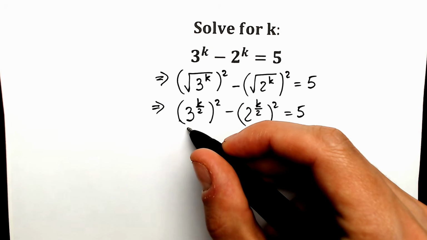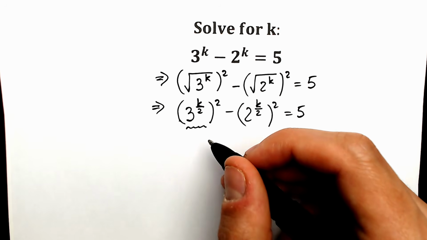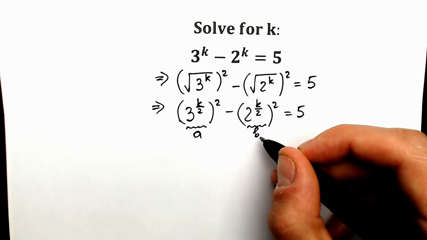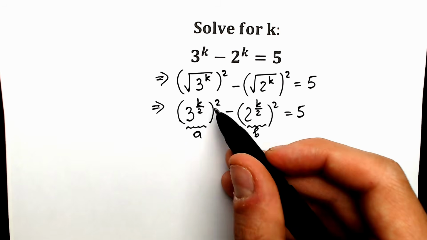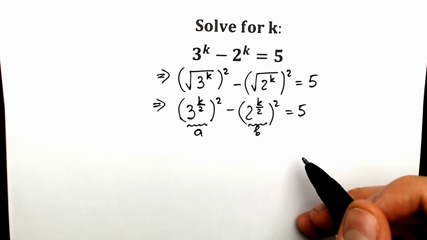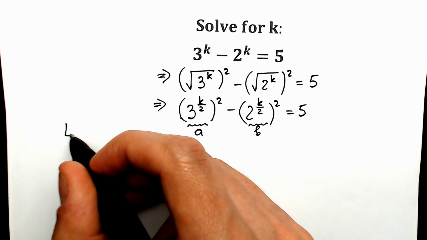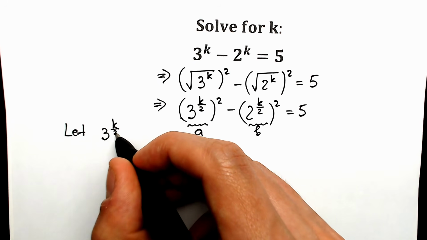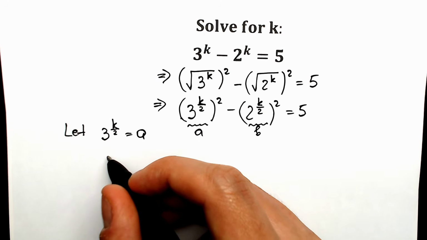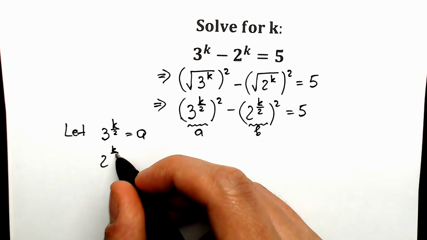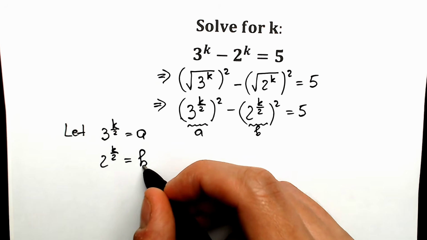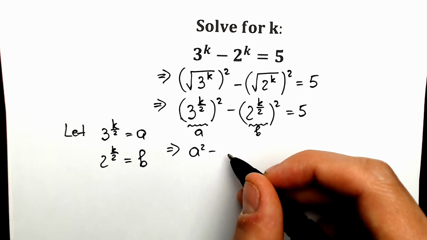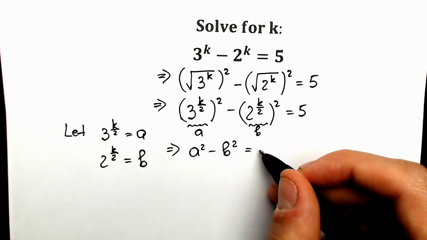So 3 to the power k over 2, let's call, for example, a, and this expression we can call b. So basically what do we have? a square minus b square. First of all, on the left side, let's write our substitution. Let 3 to the power k over 2 be our a, and 2 to the power k over 2 be our b. So right here we have a square minus b square, equal to 5.